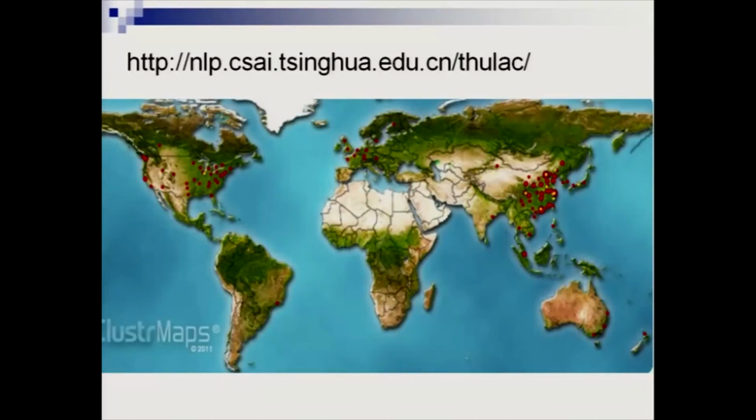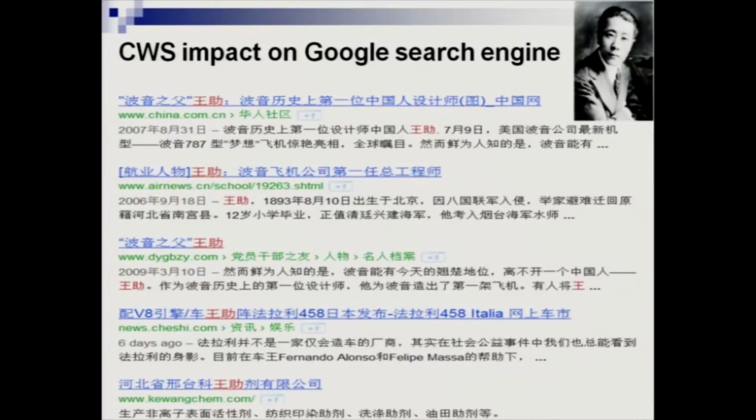This is the distribution of the users of this system. You can see China, Europe, America, Japan, and some others. Chinese word segmentation is very important. It can influence the result of searches. For example, this guy is the first chief engineer for Boeing. The first chief engineer of Boeing is a Chinese, Wang Zhu.